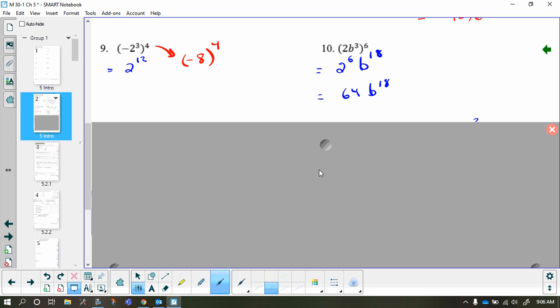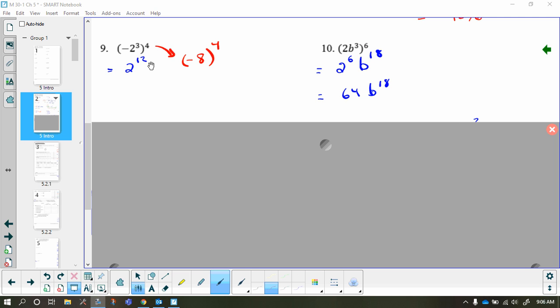Question number 9, similar idea. This time, if we simplify this inside part, we'll get a negative 8 to the exponent 4, which will end up giving us a positive answer in the end. Now what I did in blue is a little bit different.